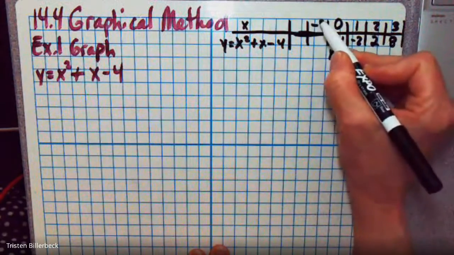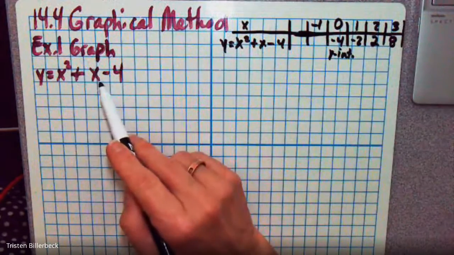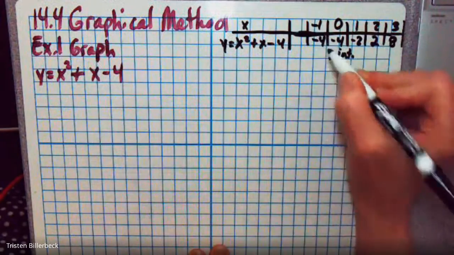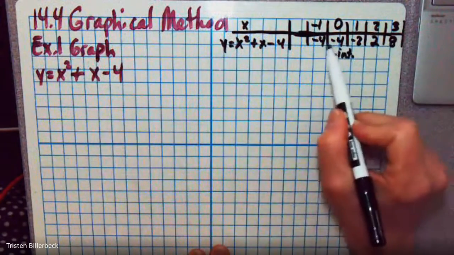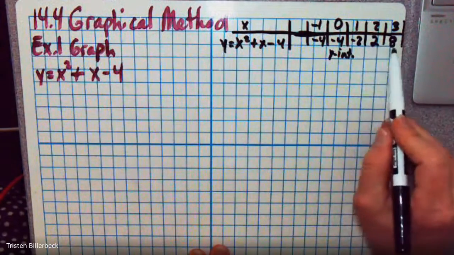So let's go to negative 1. Negative 1 squared is 1. Minus 1 is 0 minus 4. Oh, look at that. We have a repeat. So that's kind of important. It's going to tell us that we're going to see something.